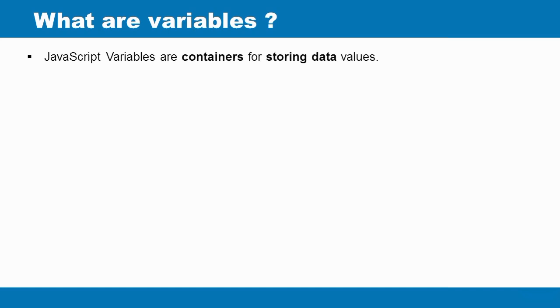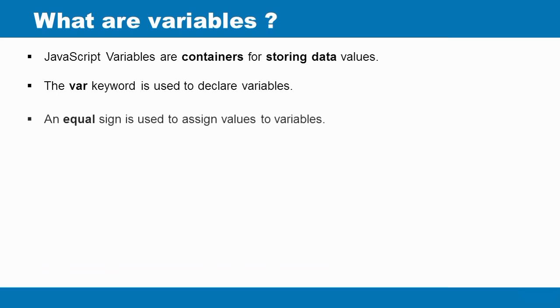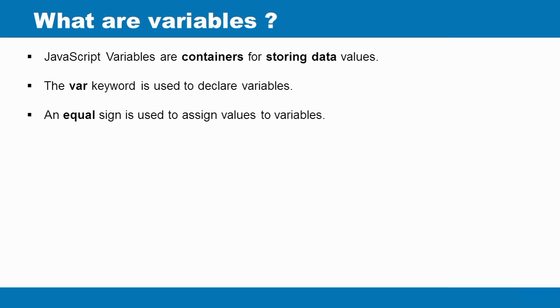In order to create a variable, you need to use the var keyword, which is spelled VAR. It has to be in lowercase. Also, when you create variables, creating variables means declaring variables. It's the same thing. When you declare variables, you have to assign a value to variables, and you use the equal sign to assign values to a variable.